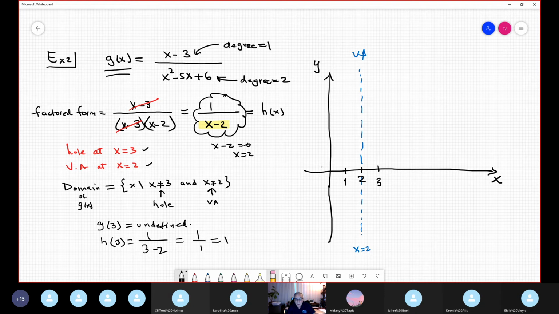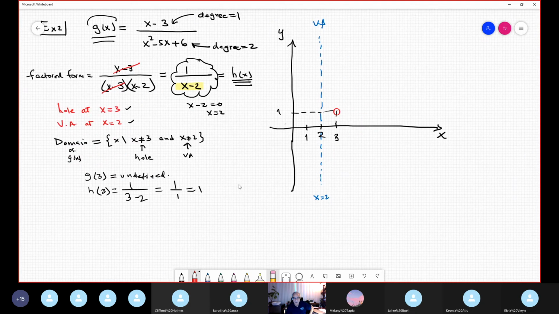So (3, 1), but (3, 1) is a point equivalent to a hole. So we have a hole here. It's undefined. So at 3 it is not good to evaluate. Let me evaluate at 4. Remember, a totally arbitrary point after the vertical asymptote in order to determine the behavior.